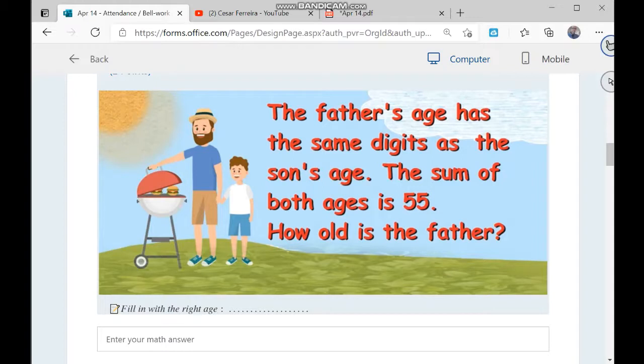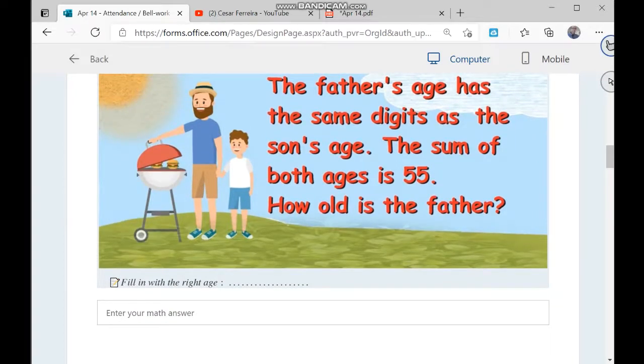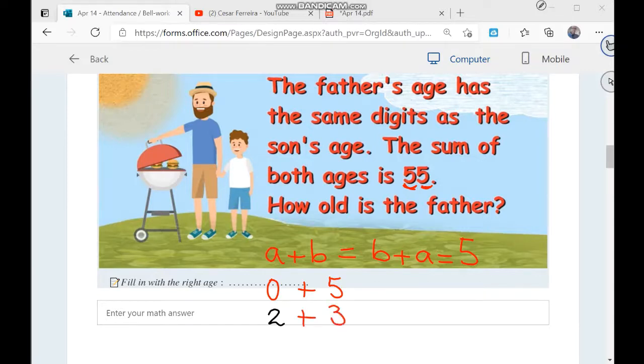So we need to find two digits, and if a plus b equals b plus a, which equals 5, right? Now let's see the options that we have. We have 0 and 5 as one option. We have also 2 and 3. And we have another option which is 1 and 4. Those are the possible digits that we can have that will add to 5.